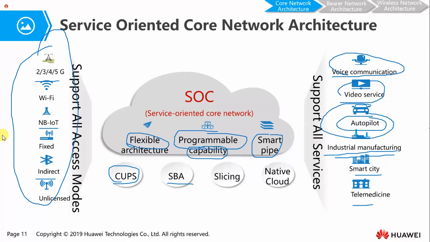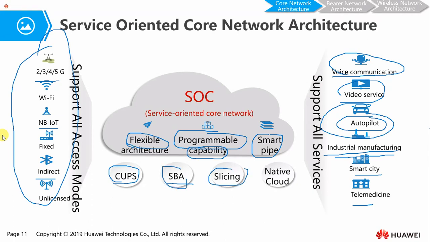And SBA is service-based architecture. Our network architecture is based on the service. If you have this kind of service, you need some of these components, and if you have some other type of service, we have another type of combination or architecture. This is SBA, depending on the service.